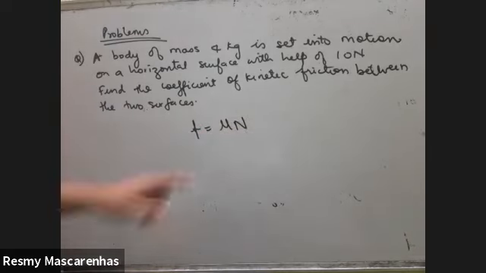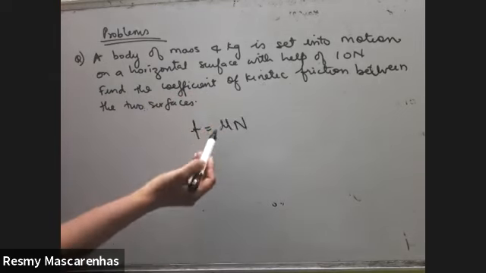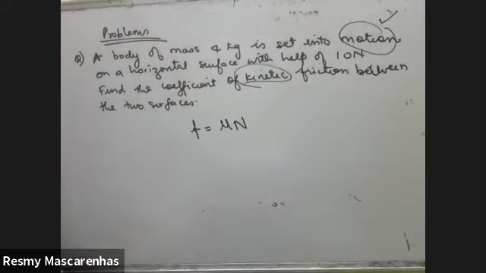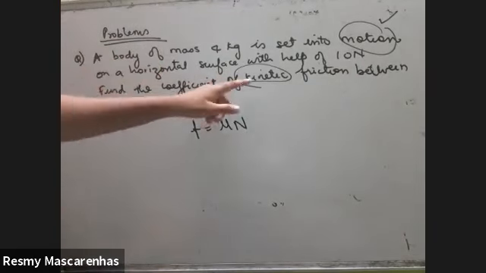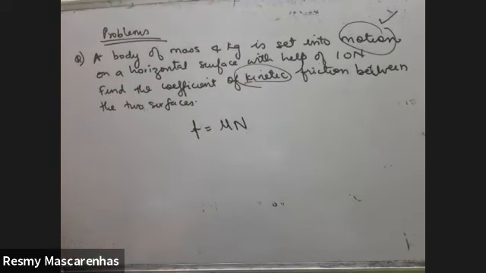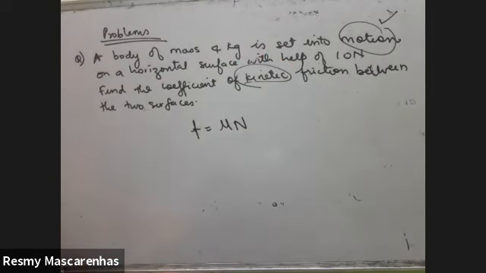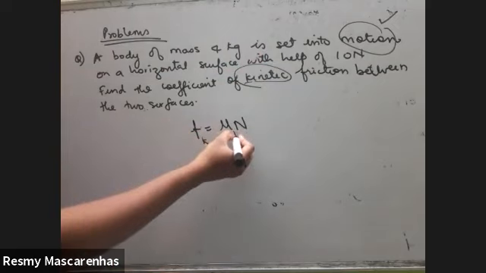Now obviously kinetic friction has been asked. Even if they don't mention which friction, it's understood. The moment a body is in motion, meaning the body is moving, which friction will come into the picture? Obviously kinetic friction. So even if it is not mentioned, it's understood that you have to calculate kinetic friction. So this will be K, this will be K.